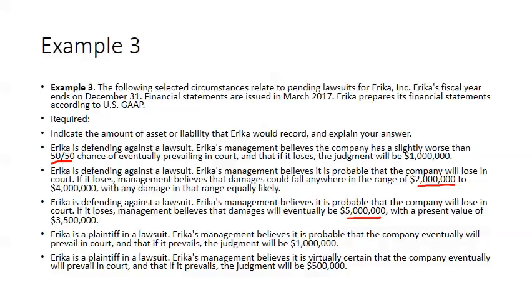Erica is the plaintiff in a lawsuit, and they believe it is virtually certain that the company eventually will prevail in court. If it prevails, the judgment would be $500,000. So you look at that terminology, virtually certain. Because of that, that's a high likelihood. Even if it's a gain contingency, you would disclose it. Disclose it only under US GAAP. Now IFRS, because that's virtually certain, they would be allowed to accrue it, but not under US GAAP. It would just be a disclosure note.